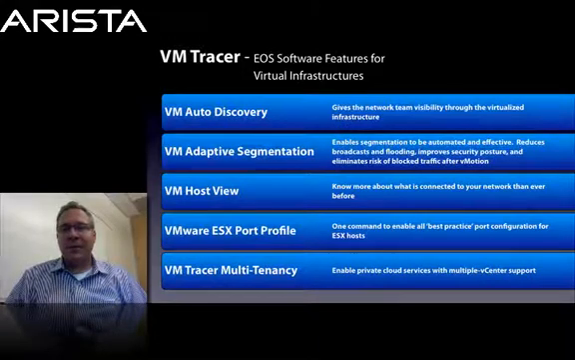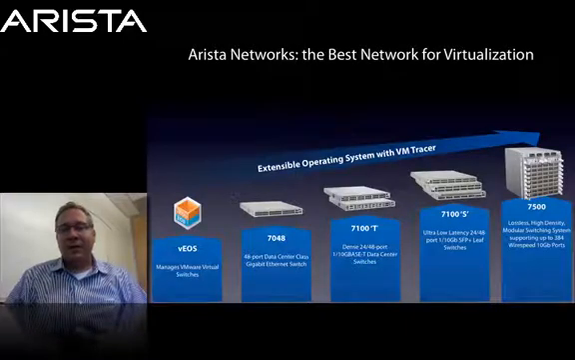VM Tracer comprises 5 key features: VM Auto Discovery, Adaptive Segmentation, Host View, ESX port profiles, and VM Tracer multi-tenancy. VM Tracer runs across the entire range of Arista switches, from the 7048, 7100T, 7100S, and modular 7500 series.